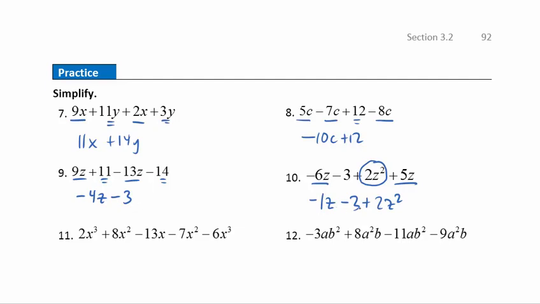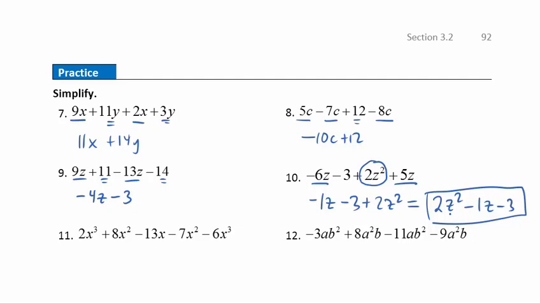Now, I haven't written this in descending order. This is not wrong the way I have it written. But just so everybody writes their answer in the same format, we usually write this 2z squared minus 1z, or minus z would have been fine, and then minus 3 for our final simplified answer.